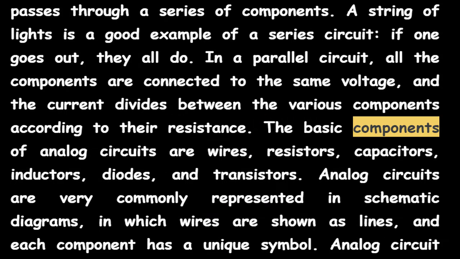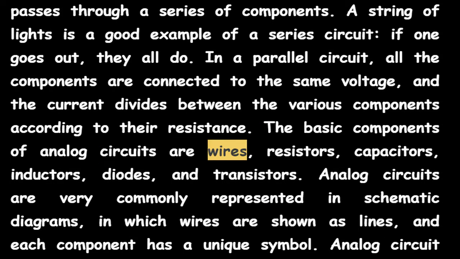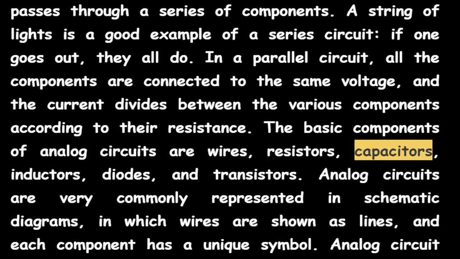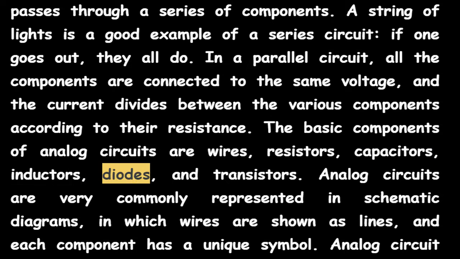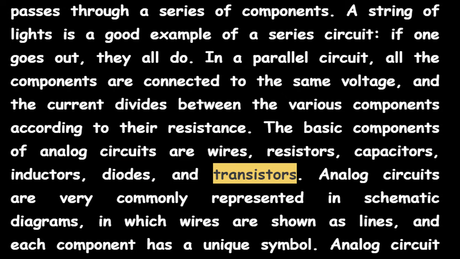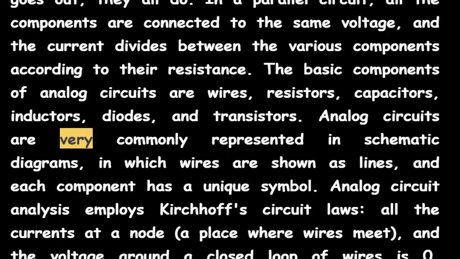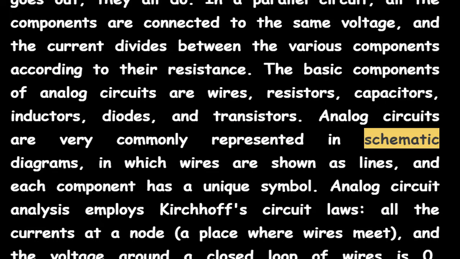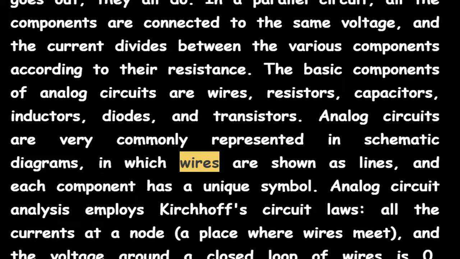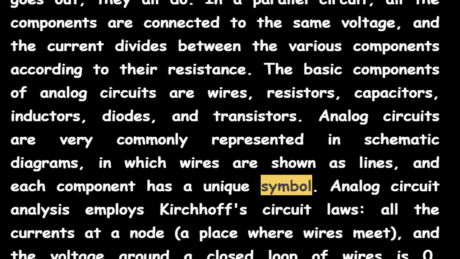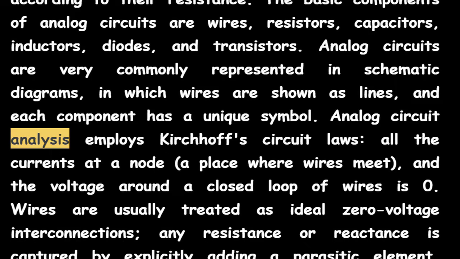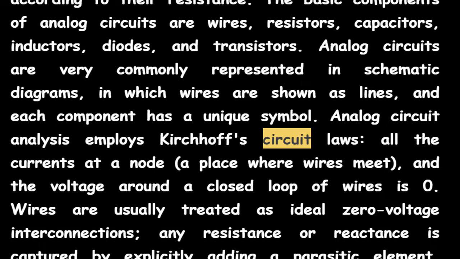The basic components of analog circuits are wires, resistors, capacitors, inductors, diodes, and transistors. Analog circuits are very commonly represented in schematic diagrams, in which wires are shown as lines, and each component has a unique symbol. Analog circuit analysis employs Kirchhoff's circuit laws.